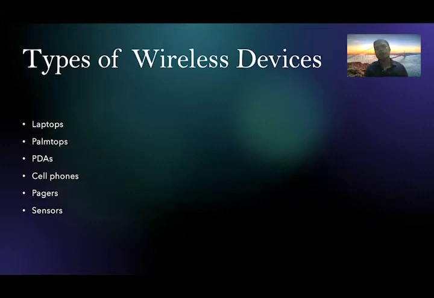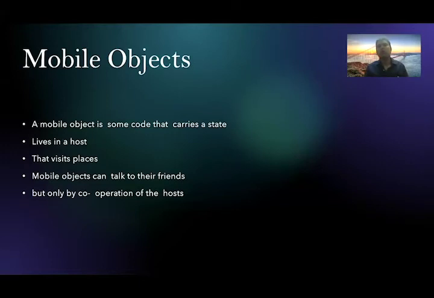We have a few types of wireless devices. This is an example: we have a laptop, palmtop, PDA, cell phone, pager, sensor. We have a lot; this is only a few examples of wireless devices. This is a mobile object.